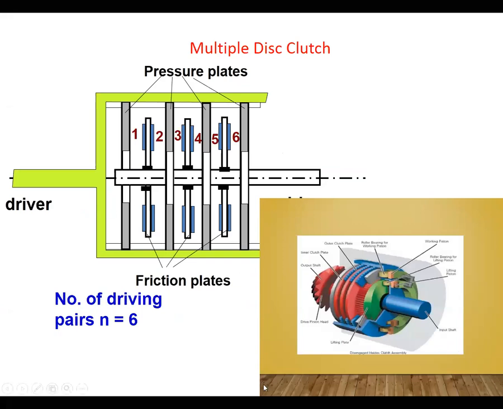Here you can find out. Previously there was only one, and on both sides there are the pressure plates. Here you can see the friction surfaces, and beside that there are pressure plates. This is the one, then 2, 3, 4, 5, 6, like that. This is when talking about the number of plates. How many pairs are there? Total 6 pairs are there.